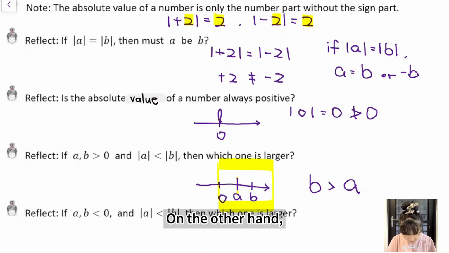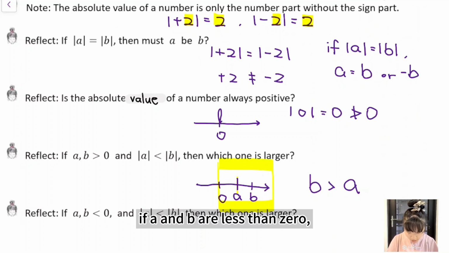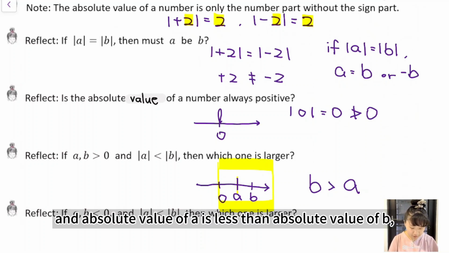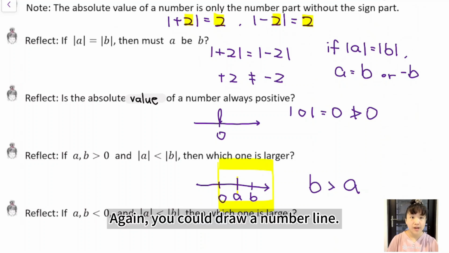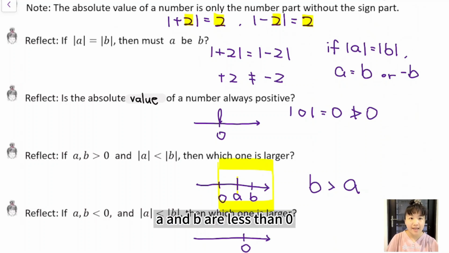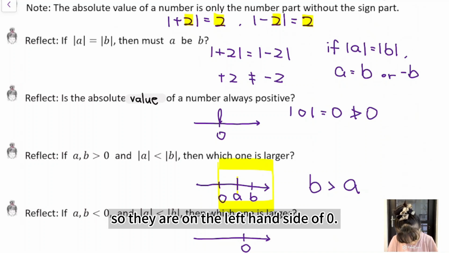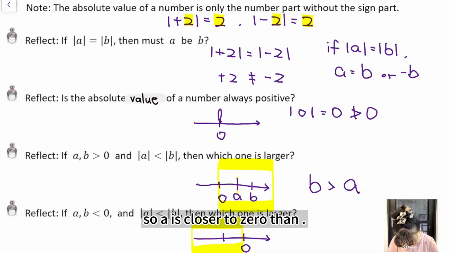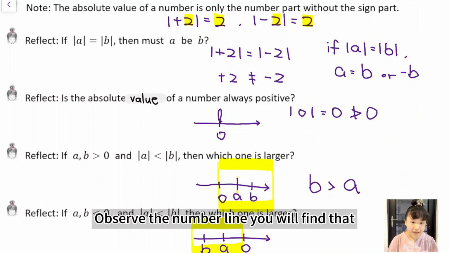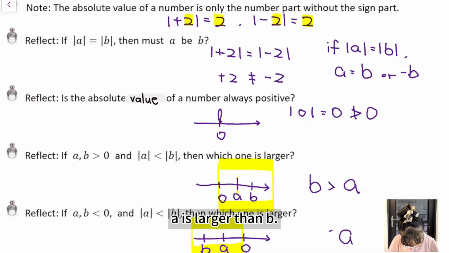On the other hand, if A and B are less than 0 and absolute value of A is less than absolute value of B, which one is bigger? Again, you could draw a number line. A and B are less than 0, so they are on the left-hand side of 0. The absolute value of A is less than absolute value of B, so A is closer to 0 than B. Observe the number line. You will find that A is larger than B.